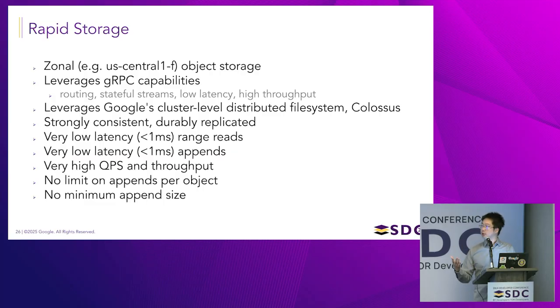This allows for very, very high QPS. We don't have to round trip through our metadata, like Spanner databases. This allows for increased throughput because we're able to write directly to Colossus or read directly from Colossus without having to interpose metadata in between. And there's no limits on appends. There's no limits on append size.